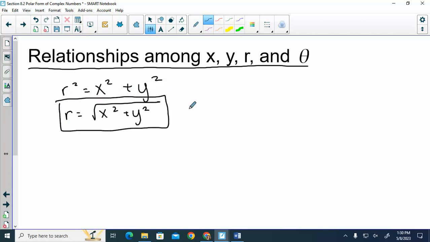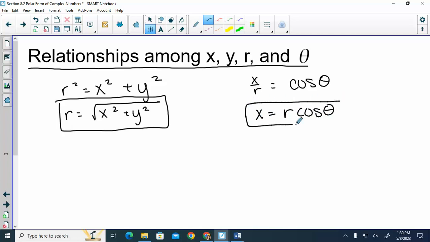All right, let's think about our trig functions for a second. If you do x divided by r, what is that? That's cosine. So x would be r times the cosine of theta.